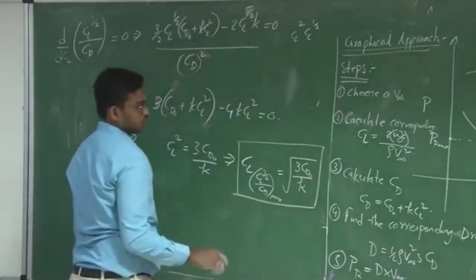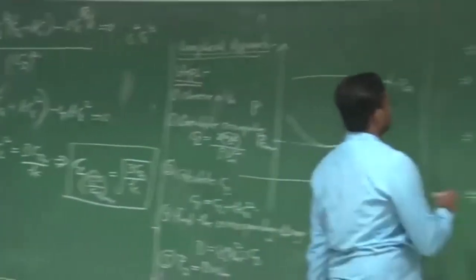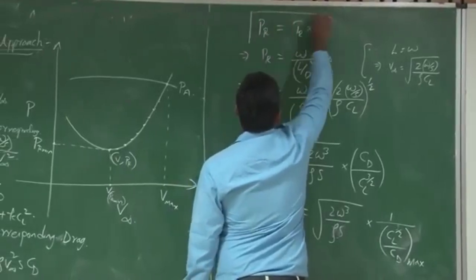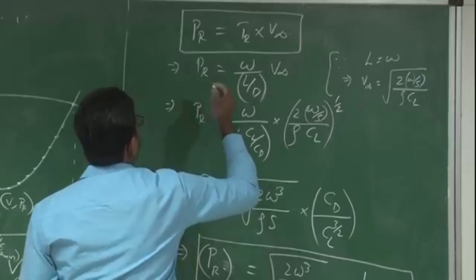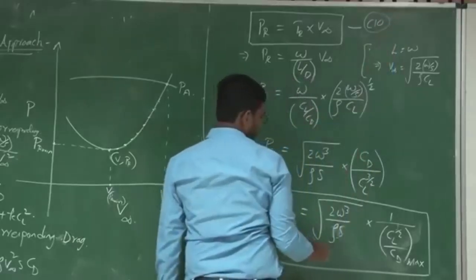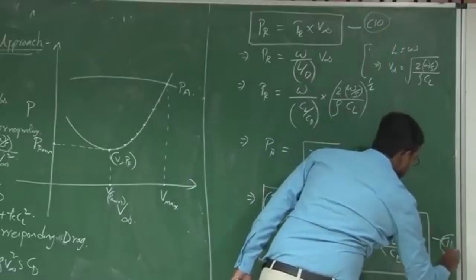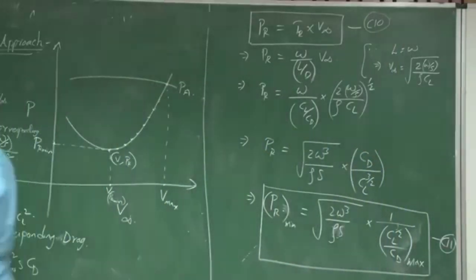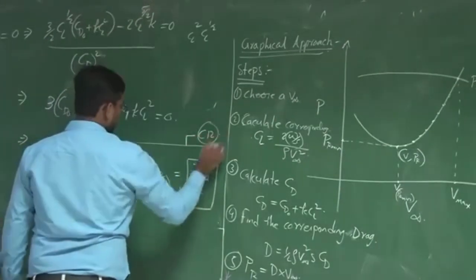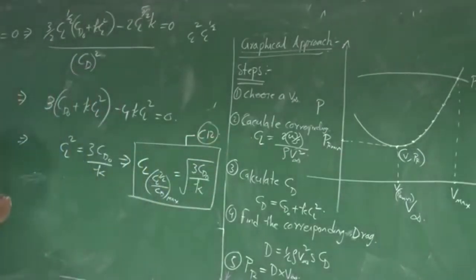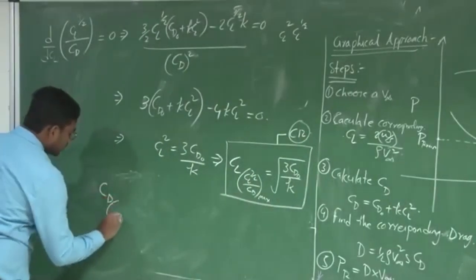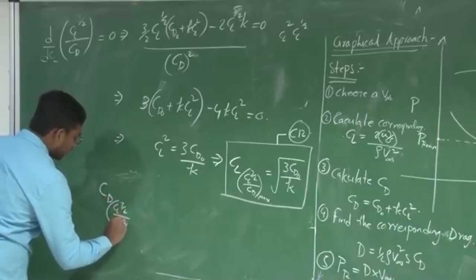Which equation is C10? This is C10. This is C11. Consider this as C12. Right. What will be the corresponding CD? What is the corresponding CD for CL power 3 by 2 by CD maximum?